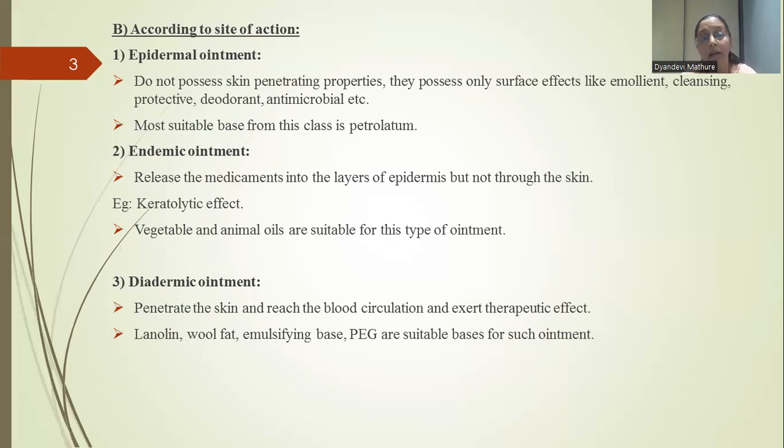So whatever your drug is, when we incorporate that medicament into the diadermic ointment, it will penetrate the skin and that drug is going to reach the blood circulation and exert the therapeutic effect. Examples of the bases which are used to prepare the diadermic ointment: lanolin, wool fat, emulsifying base, polyethylene glycol. So these are the examples of bases which are used for preparation of diadermic ointment.